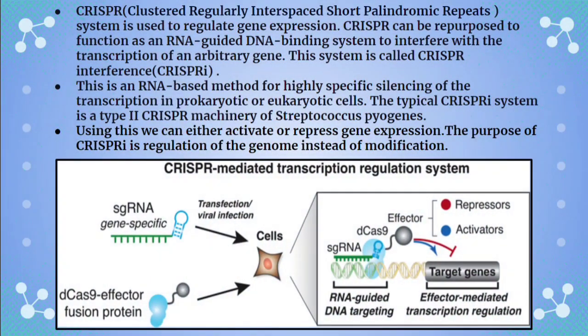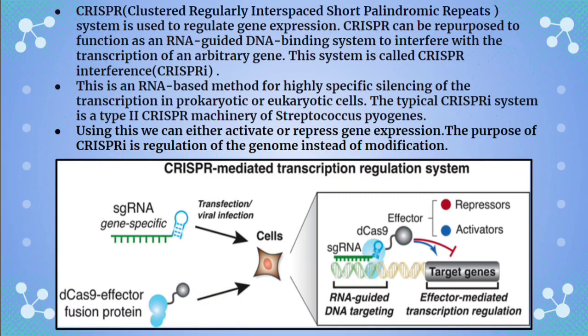The usual CRISPR system, which means clustered regularly interspaced short palindromic repeat system, is used to regulate gene expression. CRISPR can be repurposed to function as an RNA-guided DNA binding system to interfere with transcription of an arbitrary gene. So this system is known as CRISPR interference. This is an RNA-based method for highly specific silencing of transcription in prokaryotic or eukaryotic cells.